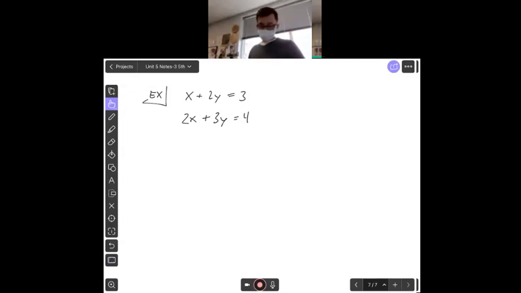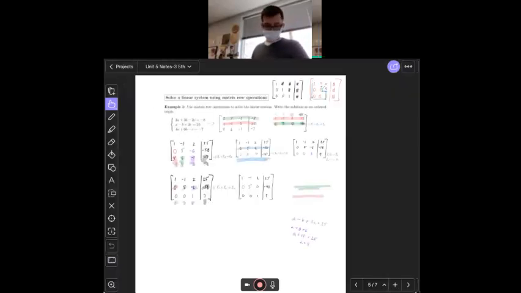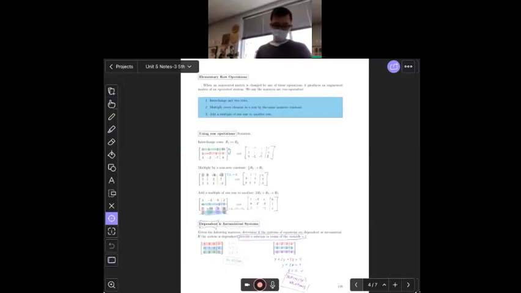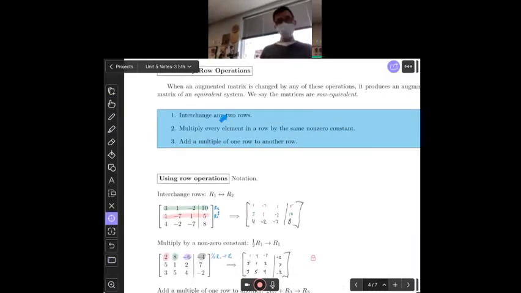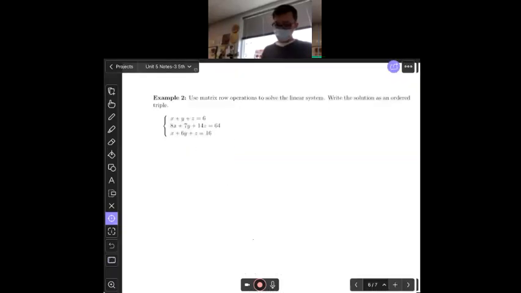Right. So remember the operations we have access to. We can just switch any row with another row. We can multiply a row by any non-zero number, and then we can add multiples of rows to other rows to change them. So those are the things we have access to as far as being able to manipulate the system.